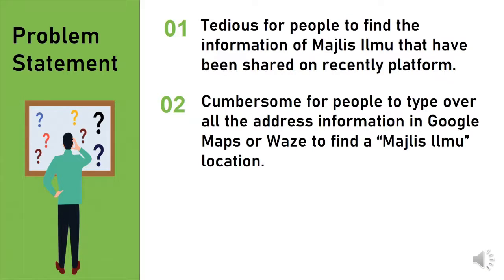Problem statement. The first problem is that it is tedious for people to find the information of Majlis Ilmu that has been shared on various platforms. The second problem is that it is cumbersome for people to type the whole address information in Google Maps or Waze to find a Majlis Ilmu location.